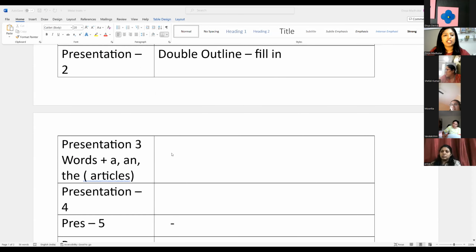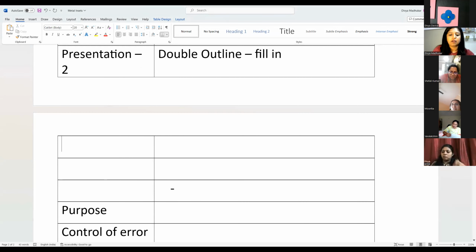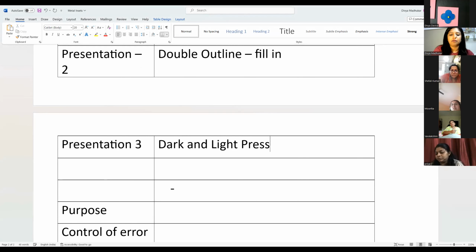Now, what could be my presentation 3? Guess. We can do intersection, correct. You can intersect the shape. But much before that, you need to work on your dark and light pressure. Now, how do we work on dark and light pressure over here? You can take any one simple one. I'm just going to show you one of it.